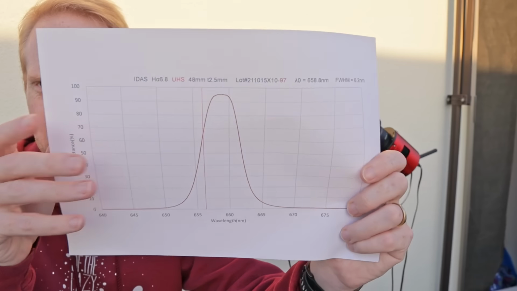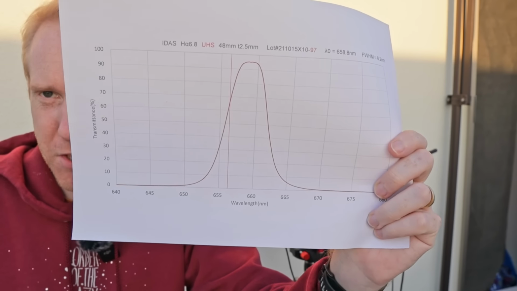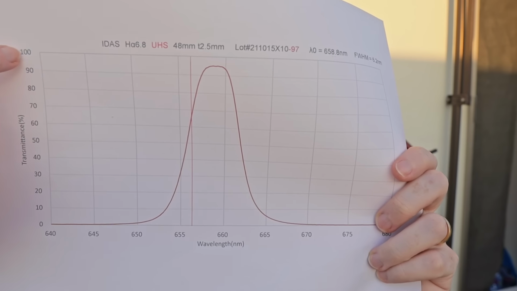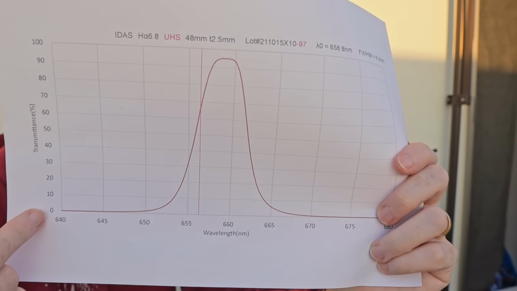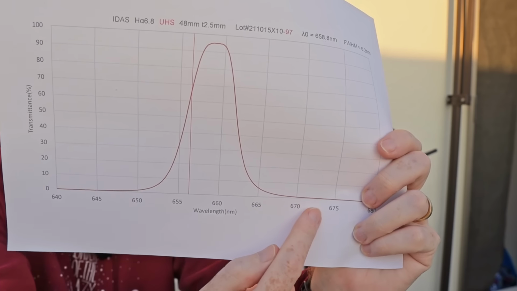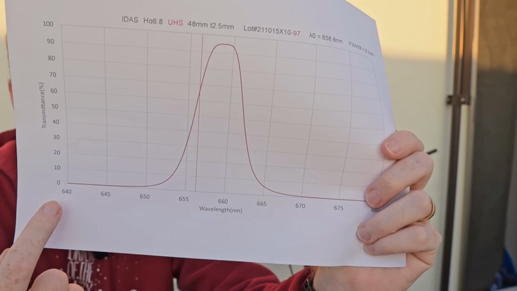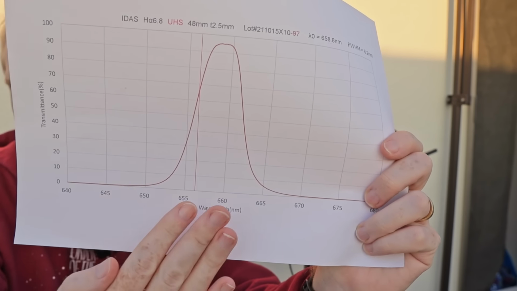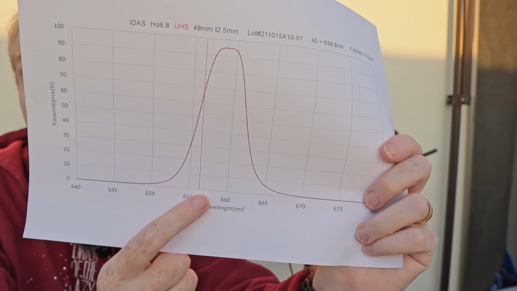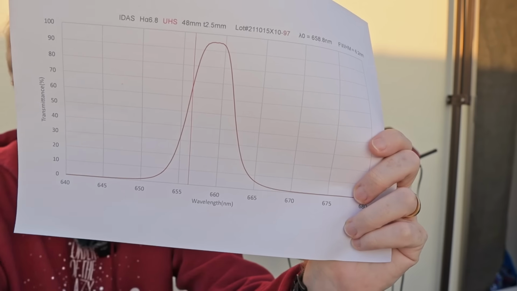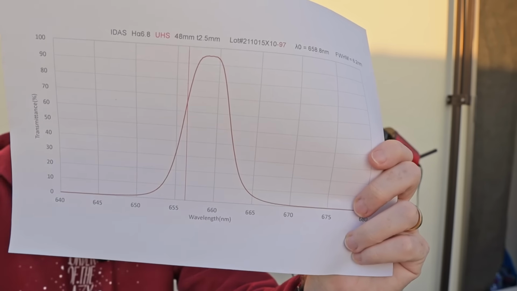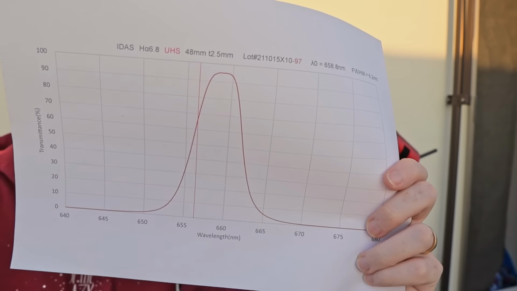So just to quickly show you, this is a bandpass chart of a narrowband filter. On the y-axis is the transmission in percent, so how much light is being transmitted. And on the x-axis are the wavelengths, basically the color that we are isolating. This particular filter is an IDAS filter, where they give you your per-filter measurement, which is absolutely amazing. And this is a pre-shifted filter made for things like the RASA telescopes for H-alpha.